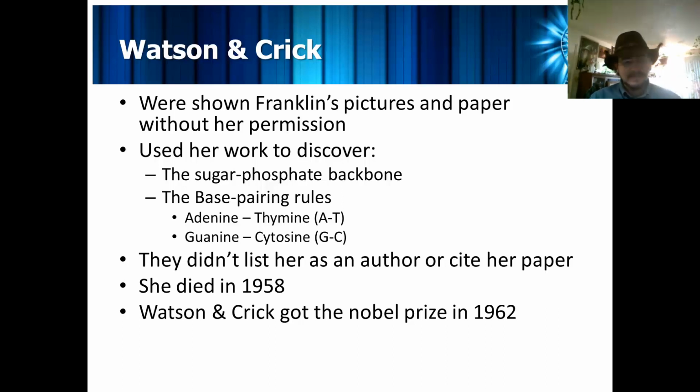So, hooray for sexism in the past, I guess. I don't know. It sucks. In fact, Watson to this day won't admit that he used Rosalind Franklin's work. He won't admit that she was helpful at all. But Watson, in his own right, is kind of a nutbag.